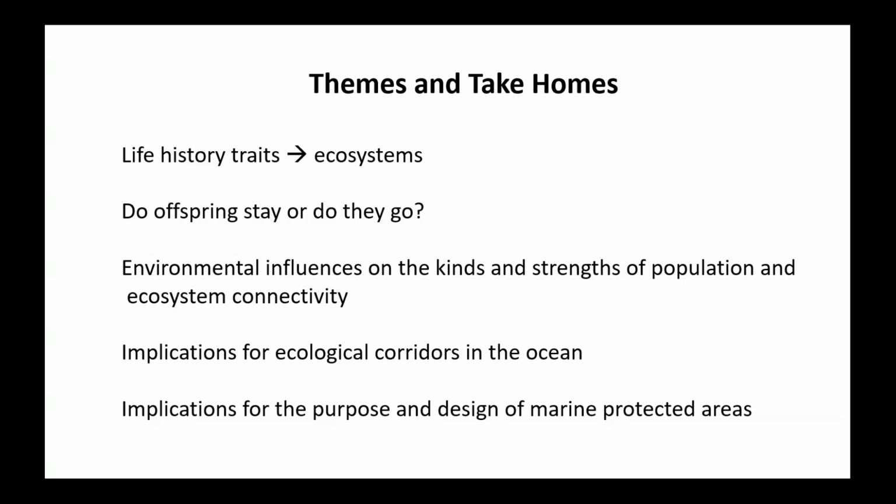But separate from that, population connectivity, I also want to comment on some of the environmental influences that determine the kinds and strengths of population and ecosystem connectivity, and just how important that is in marine systems. And then the implications of this for ecological corridors in the ocean, and taken together, the implications for both the purposes of protected areas, as well as how you design protected areas to meet those purposes.